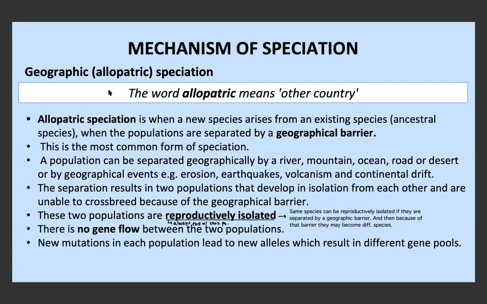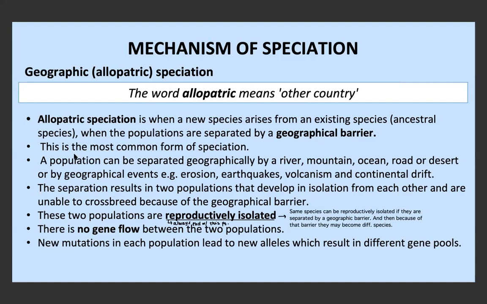So allopatric speciation is when a new species arises from an existing, ancestral species, when the populations are separated by a geographic barrier. This is the most common form of speciation, simply because it happens a lot more commonly than sympatric speciation. With sympatric speciation, it's a lot harder for reproductive isolation to occur, because the organisms are still in the same area and they're not geographically isolated.